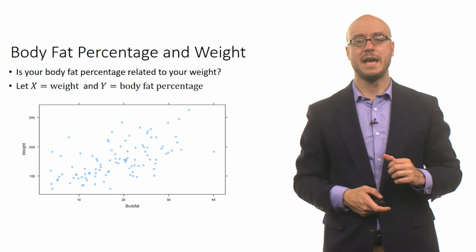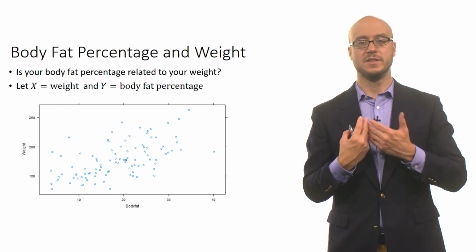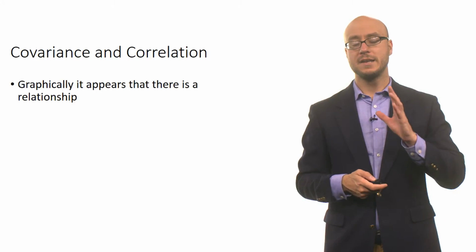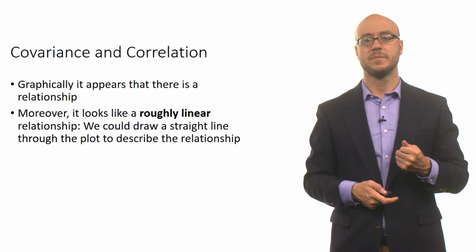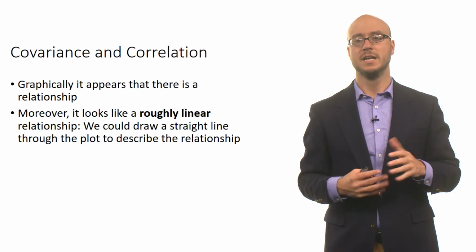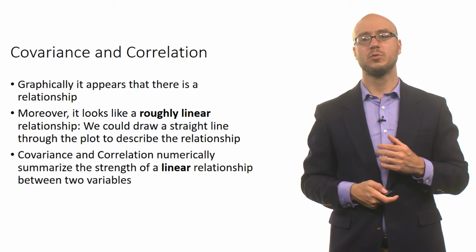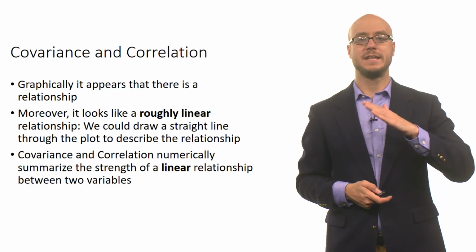So let's look at our data set again. We have the scatter plot that suggests a positive linear relationship. And it does appear that there's this relationship. And it appears that it's roughly linear. Even though we don't fit a line, you could imagine drawing a line through the pattern of the data.